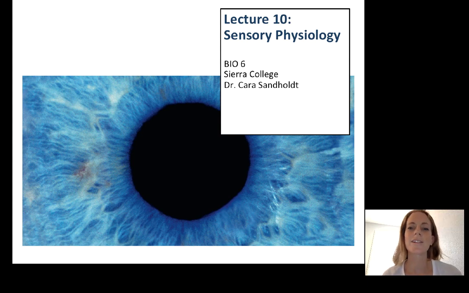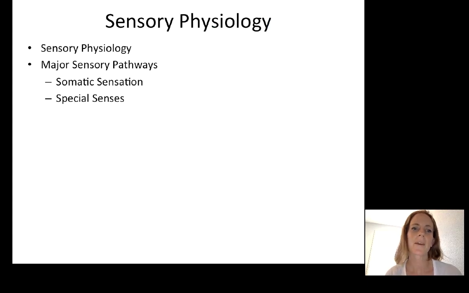Okay, this is Lecture 10, Sensory Physiology. So now that we have learned a bit about the electrical and chemical signaling in the nervous system, we're going to start to put it together for you in the basic pathways of the nervous system. And we're going to start with the sensory pathways, talk about some basics of sensory receptors, for actually sensing the information within and outside of the body.